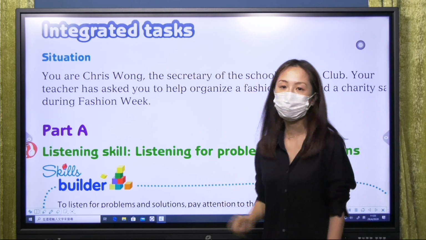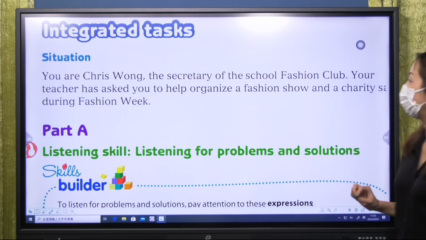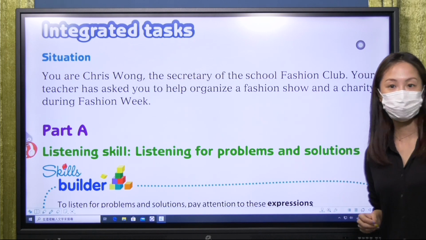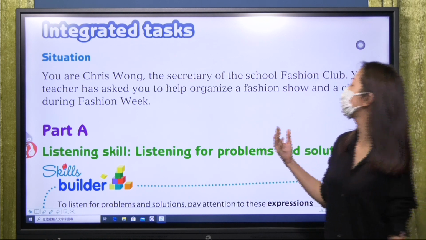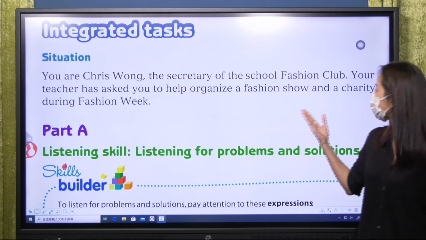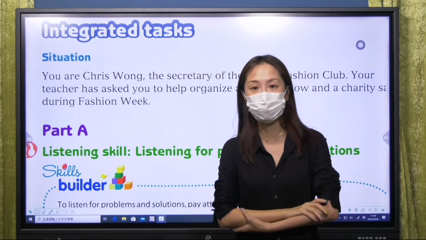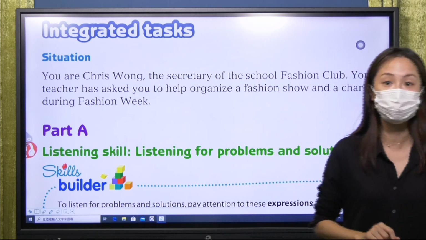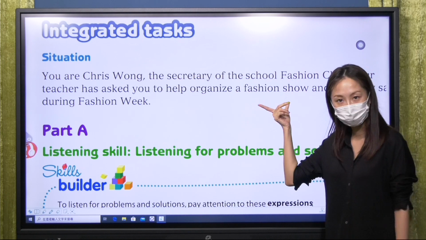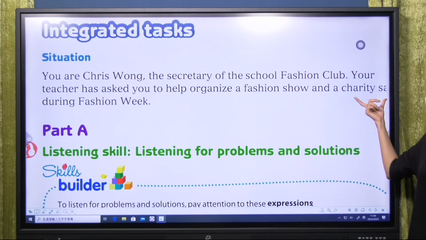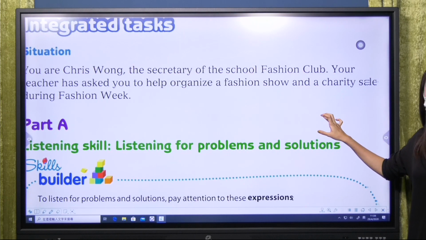Okay, so you are Chris Wong, the secretary of the school fashion club. Your teacher has asked you to help organize a fashion show and a charity sale during Fashion Week. So what are you going to do during the Fashion Week? You should organize a fashion show and also a charity sale during the Fashion Week.